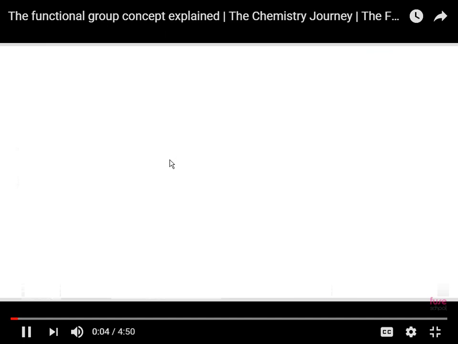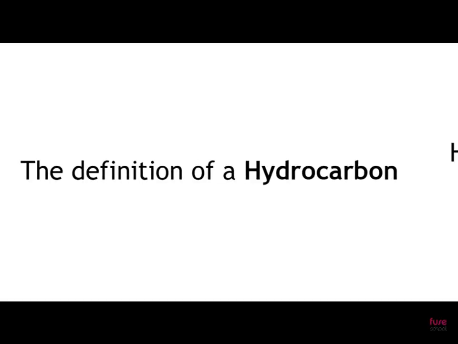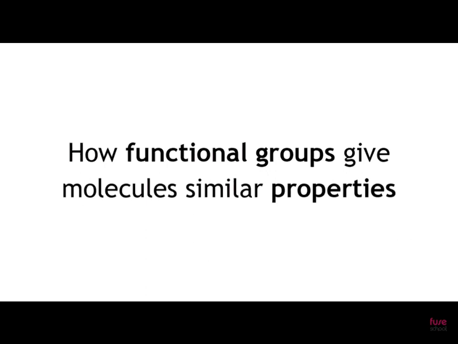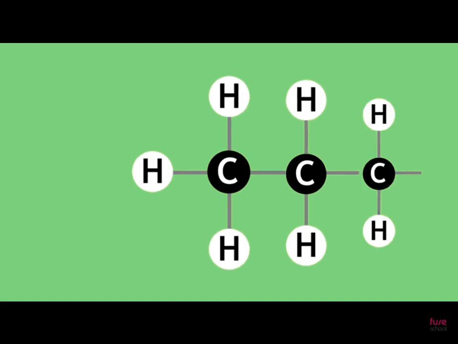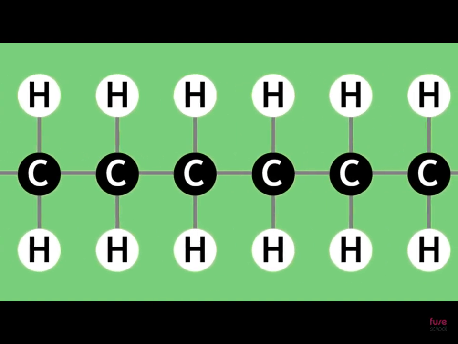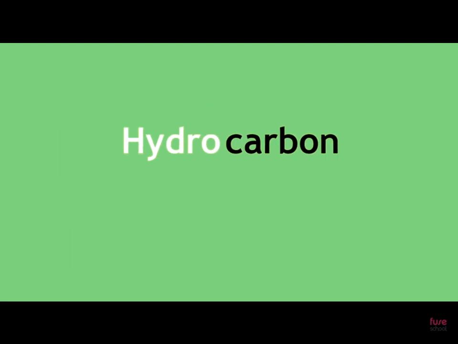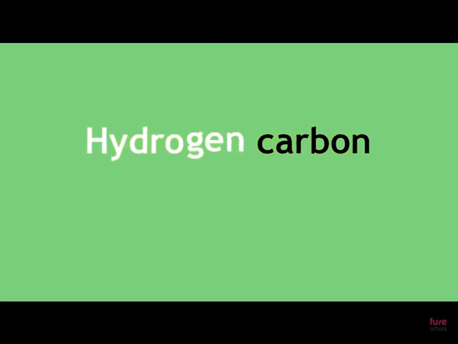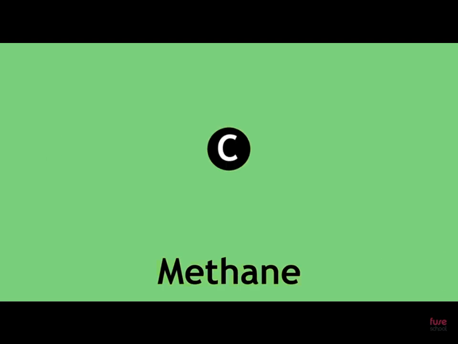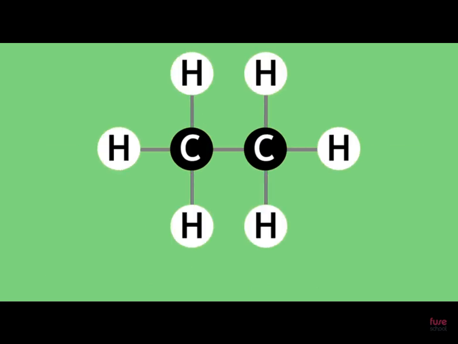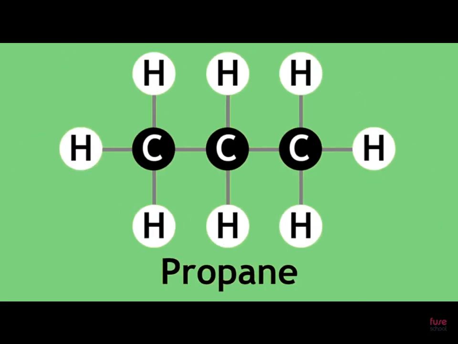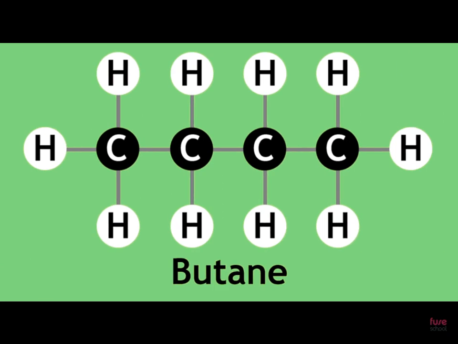In this introduction to organic chemistry, you will learn the definition of a hydrocarbon and how functional groups give molecules similar properties. Organic chemistry is the study of carbon compounds. There are many millions of organic compounds that you can make using hydrogen and carbon and arranging them in different ways. Hydrocarbons are defined as compounds made of hydrogen and carbon only. The simplest hydrocarbon is methane. It consists of one carbon with 4 covalent bonds to hydrogen atoms. The next in the series has 2 carbon atoms, and this is called ethane, and is followed by propane and then butane, these being the names of the first 4 in the series of molecules called the alkanes.